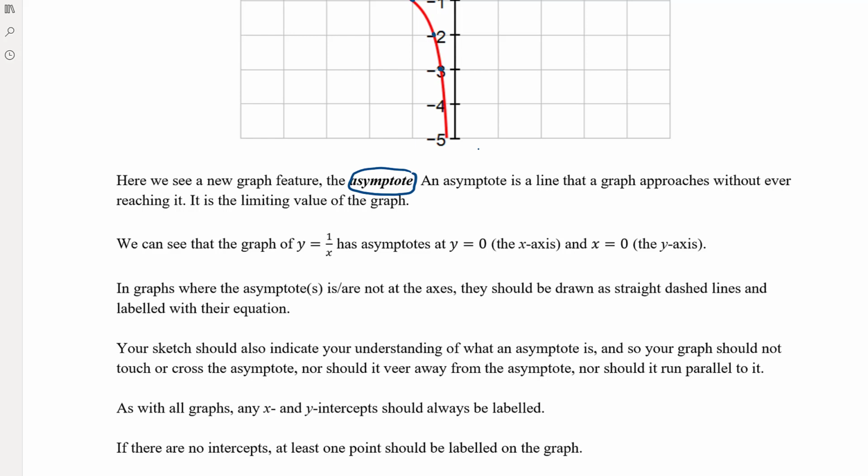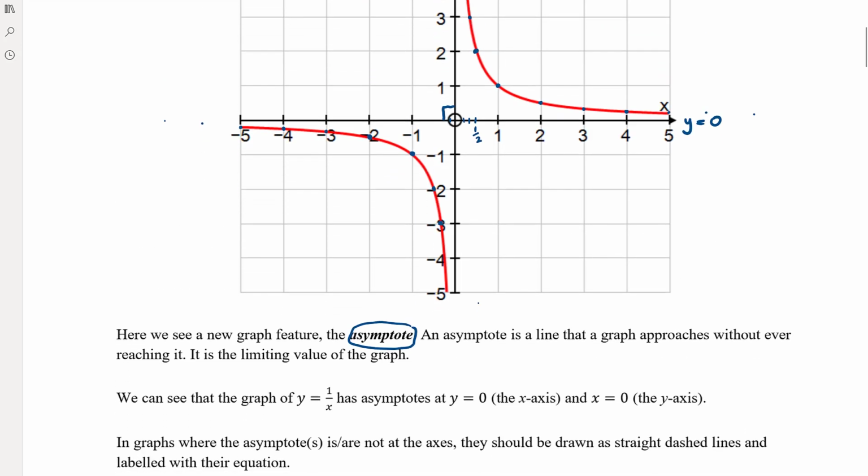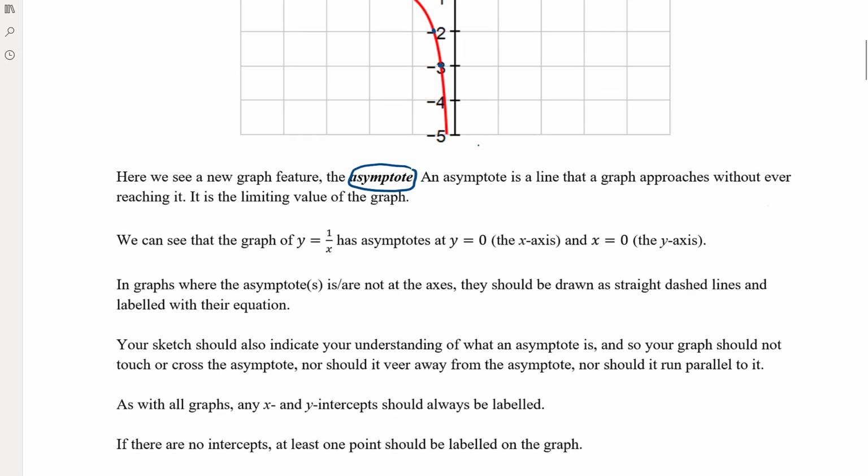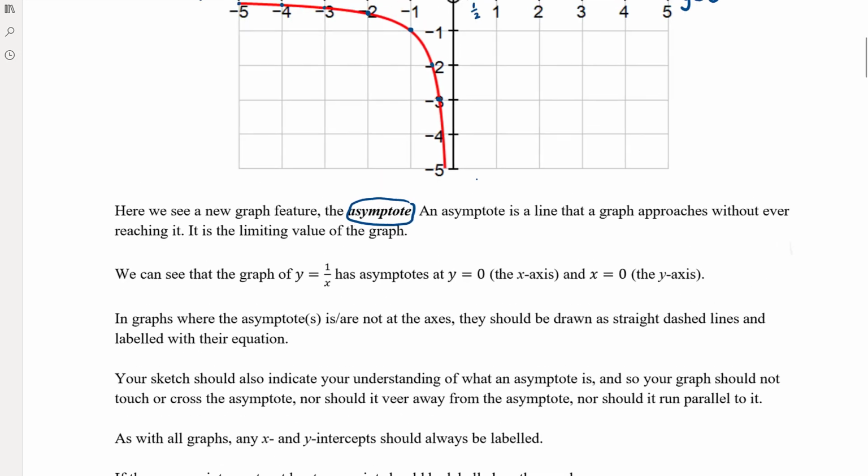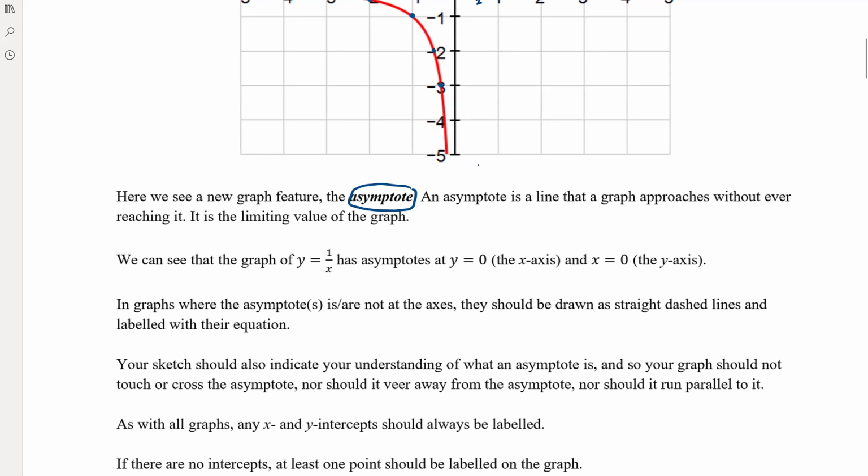Okay, so we have a new graph feature, asymptote. An asymptote is a line that the graph approaches without ever reaching. It is the limiting value of the graph, okay? So as x gets bigger and bigger and bigger, the limiting value of y is 0, but it never actually reaches 0. We can see the graph of y equals 1 over x has asymptotes at y equals 0, the x-axis, and x equals 0, the y-axis.